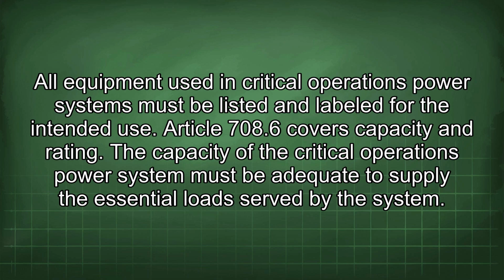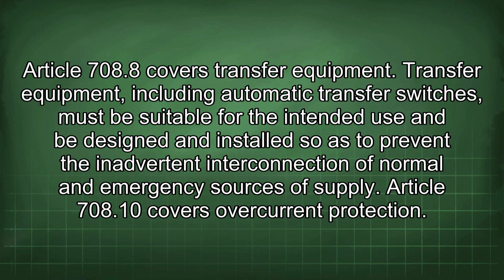Article 708.6 covers capacity and rating. The capacity of the critical operations power system must be adequate to supply the essential loads served by the system. Article 708.8 covers transfer equipment. Transfer equipment, including automatic transfer switches, must be suitable for the intended use and be designed and installed so as to prevent the inadvertent interconnection of normal and emergency sources of supply.